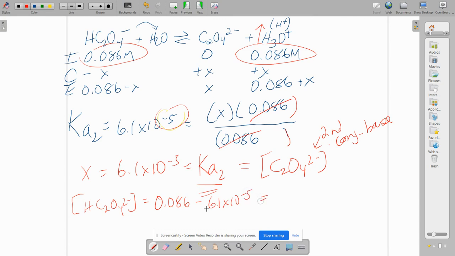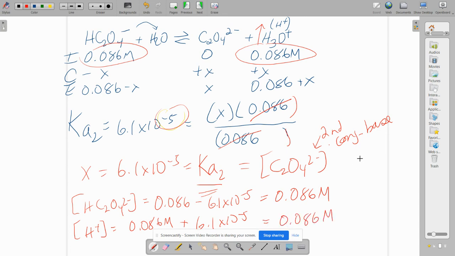But guess what? This number is not going to make a difference, so it's pretty much still going to be 0.086 molar. Same thing with the H plus. Yeah, you got 0.086 molar H plus from the first dissociation. You got a little bit more from the second dissociation, but I'm going to promise you that with sig figs, it's pretty much 0.086 molar.